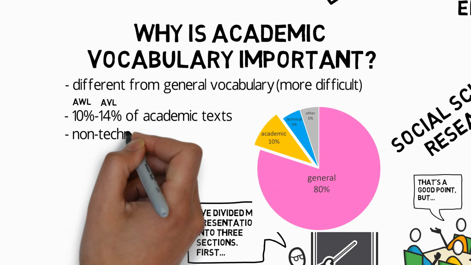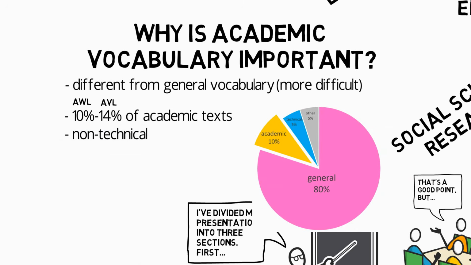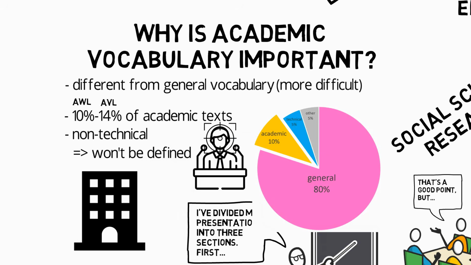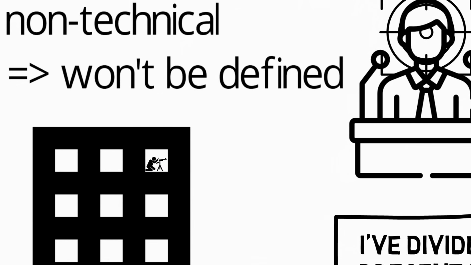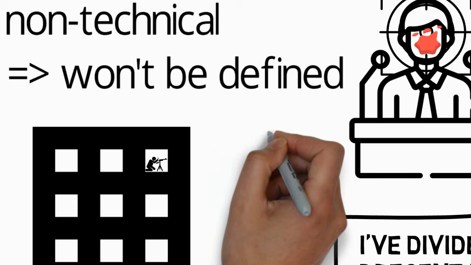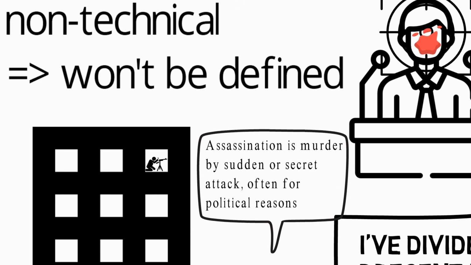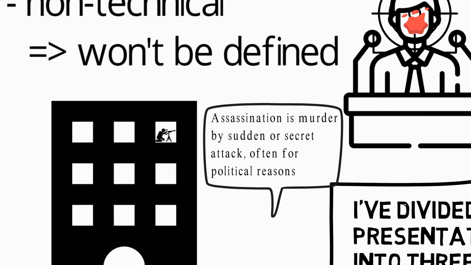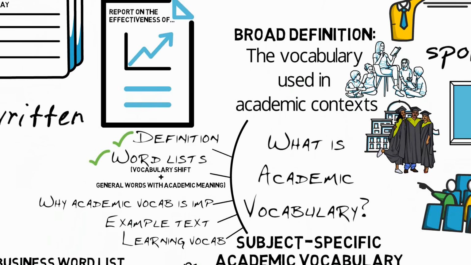A third reason is because academic vocabulary is non-technical. And that's important because technical words, like some of the ones we've seen, enzyme, ion, turnover, assassination, these are ones which the lecturer or the teacher are likely to explain. They have special meaning in the subject area. But this is not the case for academic vocabulary, which, because of its non-specialist nature, subject lecturers will assume students already understand. Let's look now at an example academic text and try to understand the different academic vocabulary that it contains.